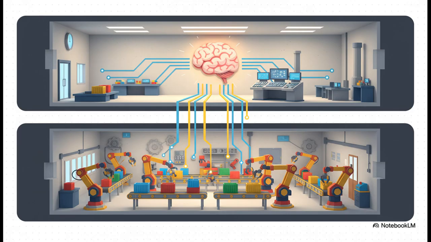You've got the brains. This is the manager's office where all the big decisions get made. In Kubernetes speak, we call this the control plane. And then you've got the brawn. This is the factory floor where all the actual work gets done. We call these the worker nodes.